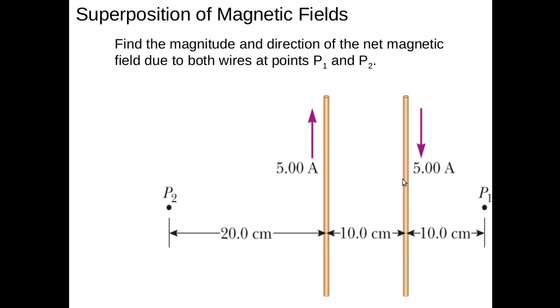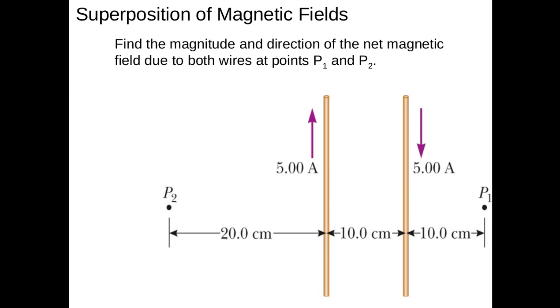If I use my right hand, my thumb is pointing in the direction of the current, so my thumb is pointing in the positive y direction. So I'm curling my fingers around. Now if I'm looking down from above, you see that my fingers are going to be curling counterclockwise around the wire. If I'm looking down at the wire, I grab the wire, my fingers are curling counterclockwise. So that means at P1, my fingers are going into the page.